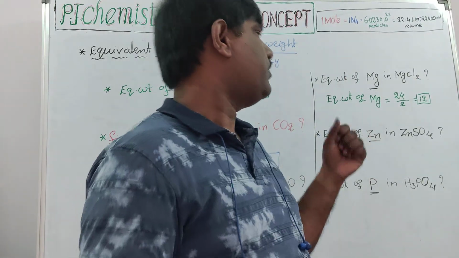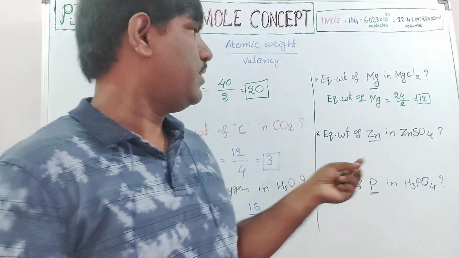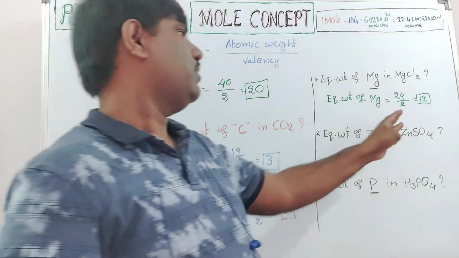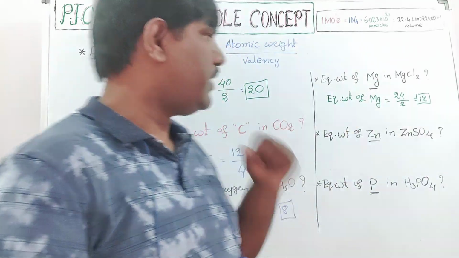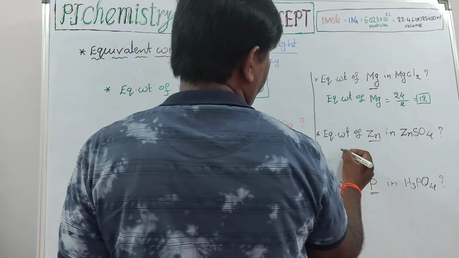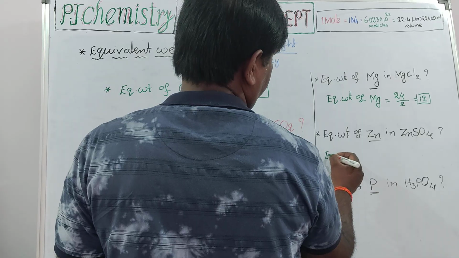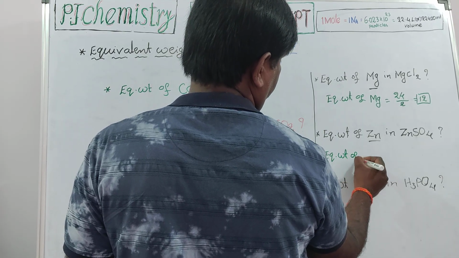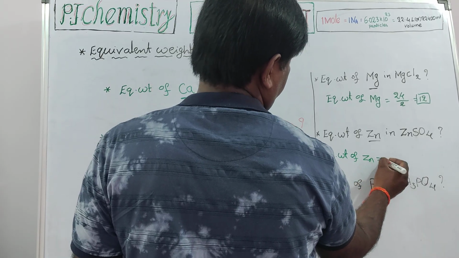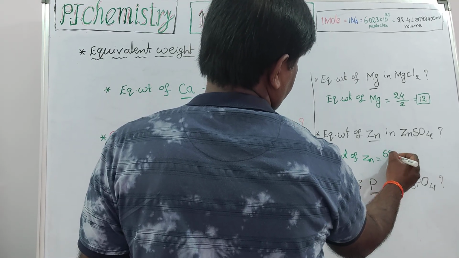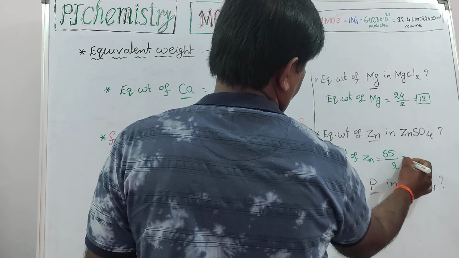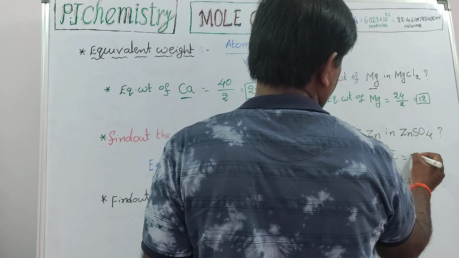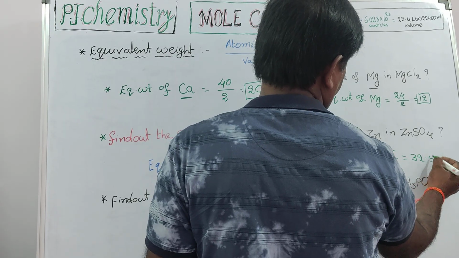For zinc, how to find out the valency? The sulfate ion's charge is -2, and zinc is +2, so zinc valency is 2 here. Equivalent weight of Zn is equal to zinc mass number, 65, by 2. How much will you get? 32.5.